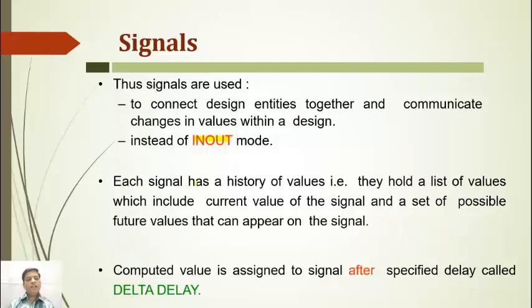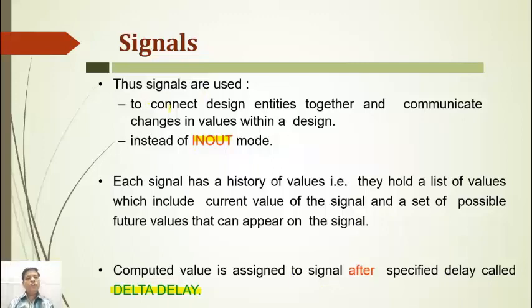Each signal has a history of values. That is, they hold a list of values which include the current value of the signal and a set of possible future values that can appear on the signal. Its computed value is assigned to the signal after a specified delay called delta delay.